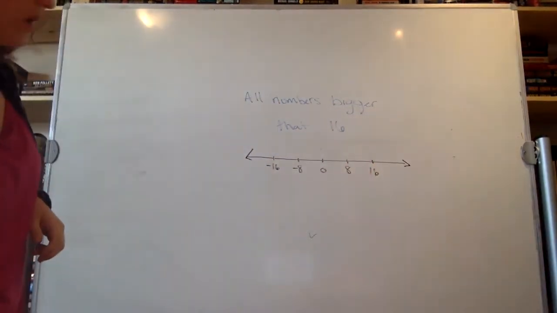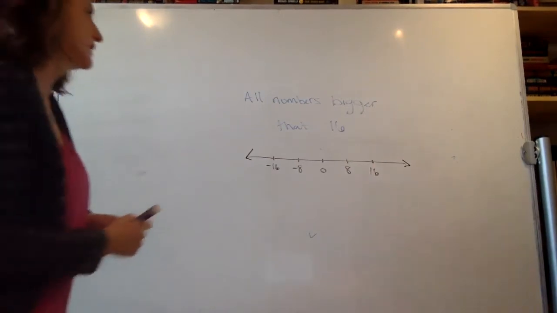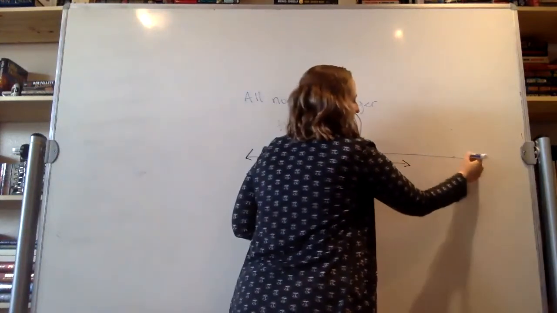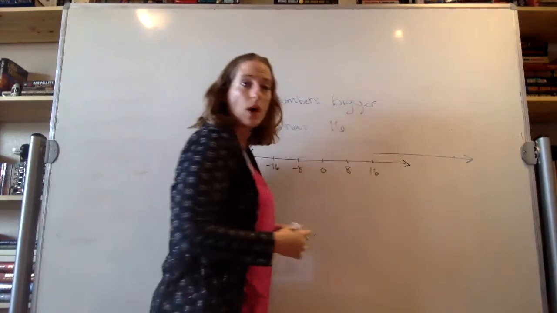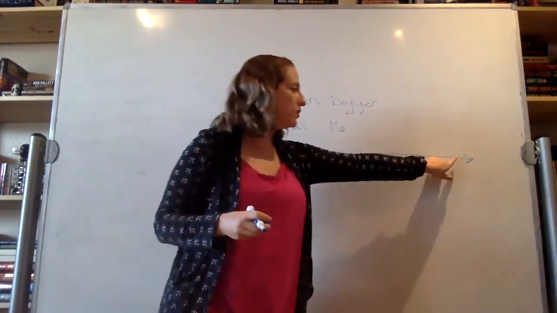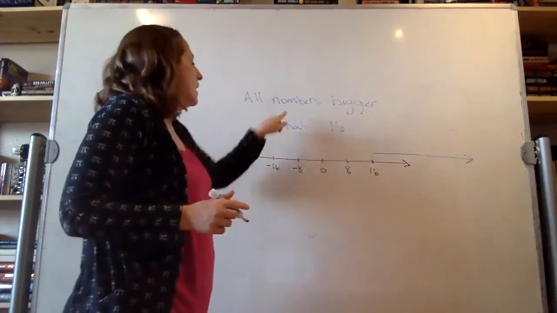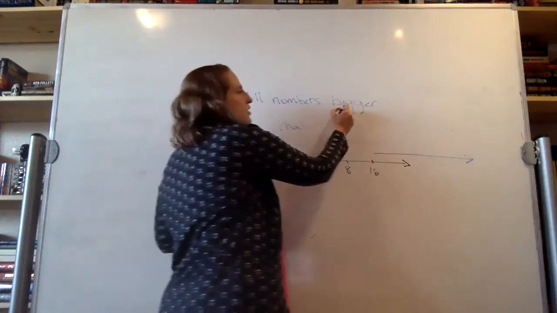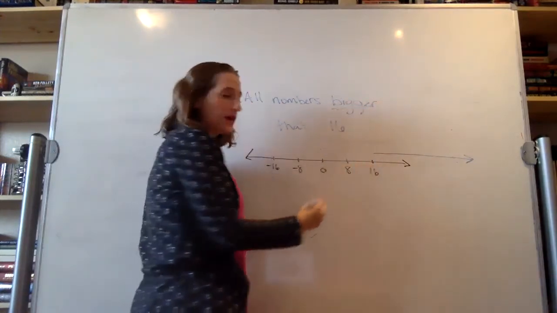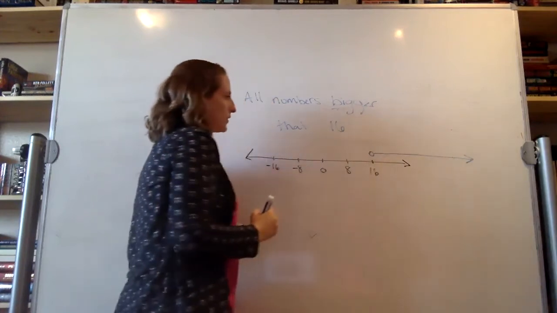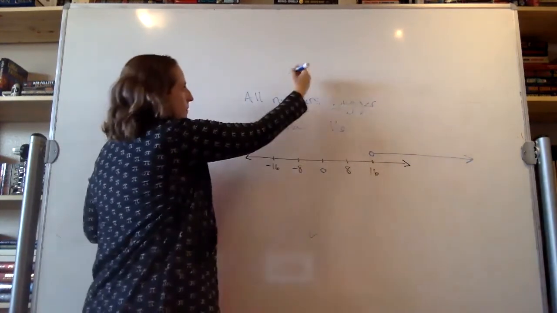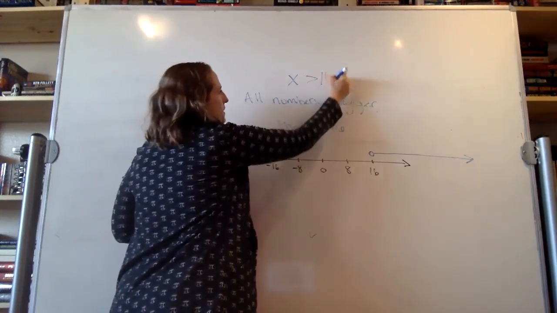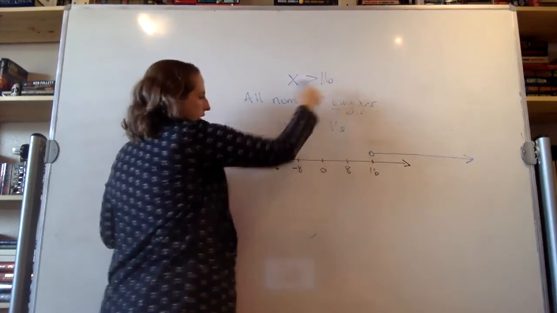Okay. If I want all numbers bigger than 16, that means I'm going to start at 16 and I'm going to go forever. That line's never going to end because I want all numbers bigger than 16. So that arrow shows me that this line is never going to end. Now here, a little bit of subtlety. I want all numbers bigger than 16. This implies strictly bigger. That means 16 is not going to be included. So I'd use an open circle. Another way of writing this in math speak would be all numbers, we'd say x, such that x is bigger than 16. So x > 16.